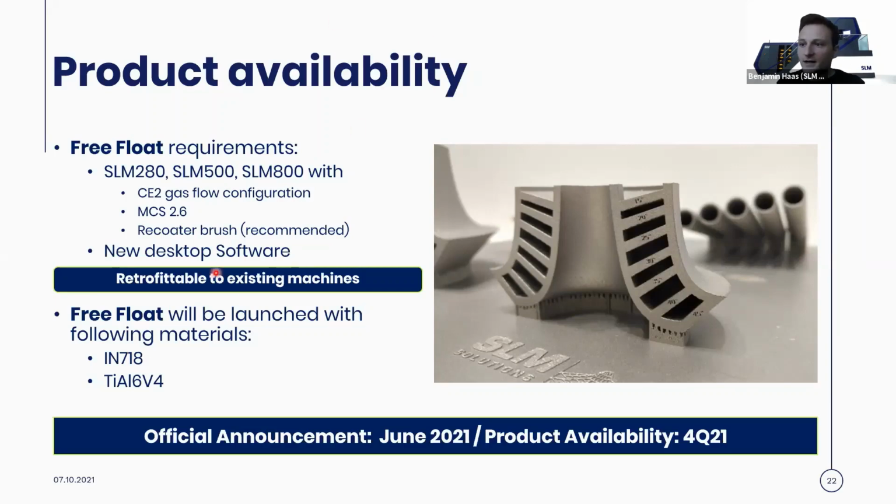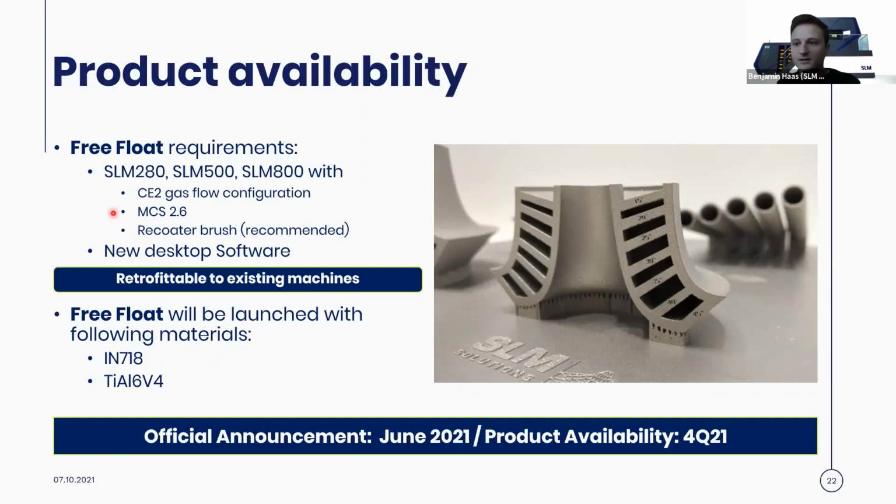What does it need? So we say that it needs the latest CE2 gas flow configuration. So that's the gas flow configuration with the sintered wall on the right-hand side. And it's important that this needs to be there from the beginning. So no gas flow upgrades, but really true CE2 configurations. So for the 280, this is true for 280 2.0 and newer, SLM 500 1.1 and newer, and SLM 800 always had this gas flow configuration.